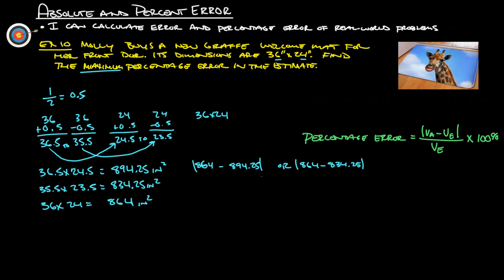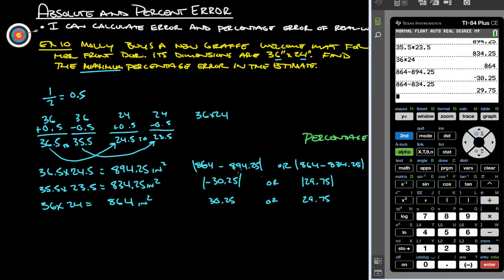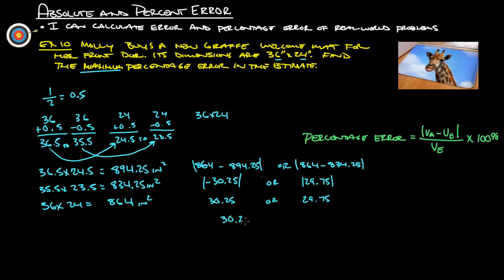Let's calculate each of these. This one minus that is negative 30.25, which in absolute value is 30.25. For the other one, the difference is 29.75. So this one is a little bit bigger, so let's use that. Actually, we're going to do both of these just to make sure. We take 30.25 divided by the exact, and we take 29.75 divided by the exact as well, because these exact numbers are a little bit different.